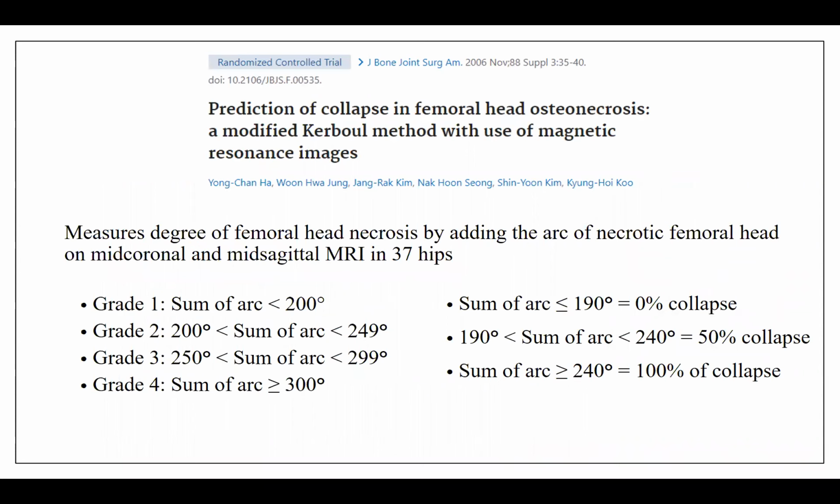Because MRIs are considered the gold standard and are able to evaluate AVN, especially in the early stages, the Kerbal angle was modified to allow us to calculate the arc of necrosis in the mid-coronal and add it to the mid-sagittal to get the modified Kerbal method. There are 4 different grades depending on the size of the arc. This study looked to see if you could predict collapse of the femoral head based off the sum of the arc. If the sum of the arc was less than 190 degrees, 0% of the femoral heads had collapsed. And if the sum of the arc was greater than 240 degrees, 100% had collapsed.